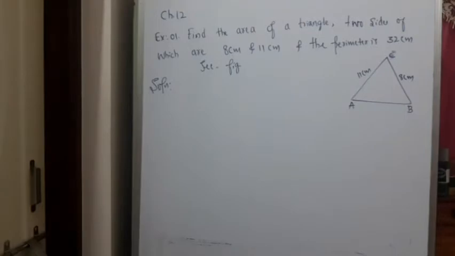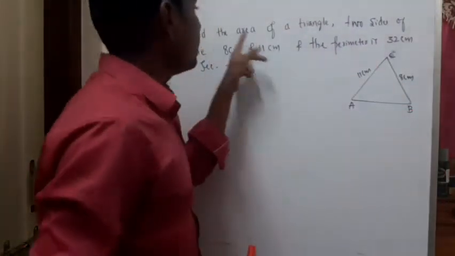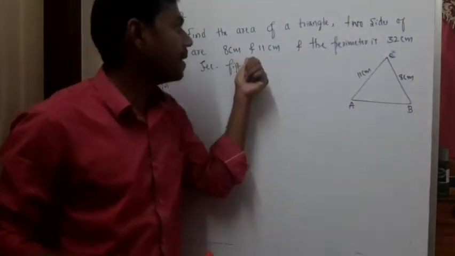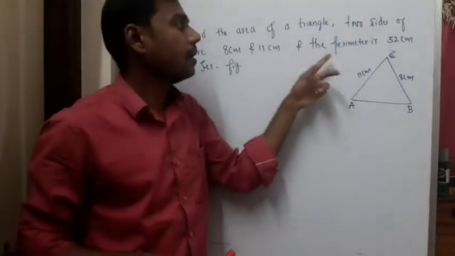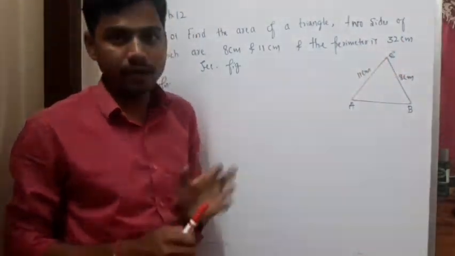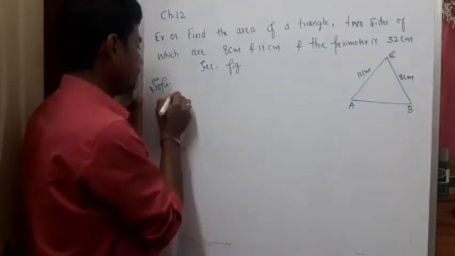So example 1, which is based on Heron's formula. Find the area of a triangle, two sides of which are 8 cm and 11 cm, and the perimeter is 32 cm. See the figure. So they have given the figure. So we'll write down what is given.